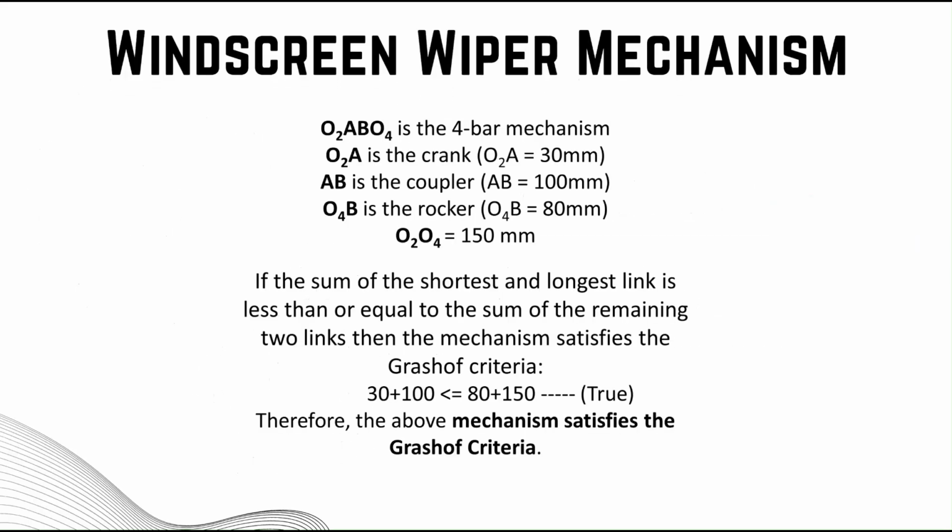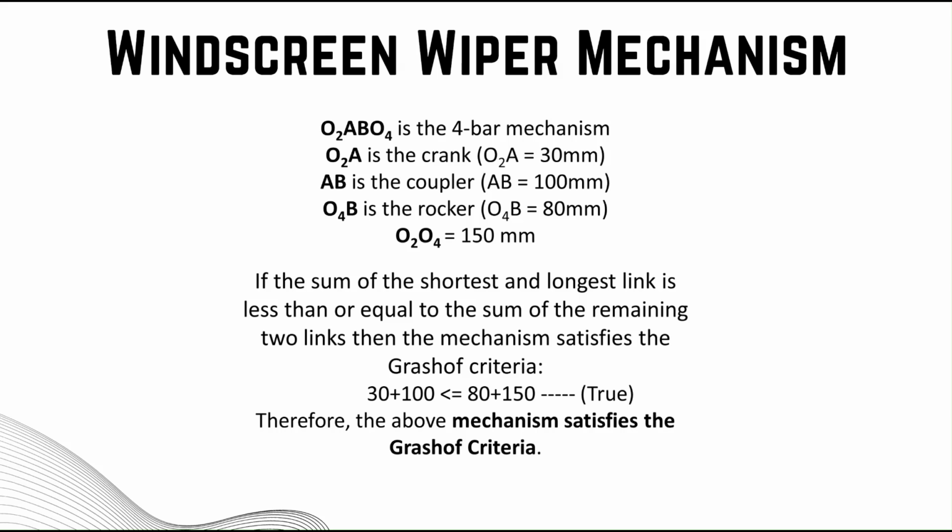The windscreen wiper mechanism is a 4-bar linkage system denoted as O2ABO4. In the original problem statement, the dimensions were specified as follows: O2A, the crank, was 30 mm, AB, the coupler, was 200 mm, O4B, the rocker, was 80 mm, and the fixed distance between O2 and O4 was 158.11 mm. After synthesis, the dimensions were adjusted for better functionality while maintaining design integrity. The coupler was synthesized to 100 mm. The fixed link was revised to 150 mm.